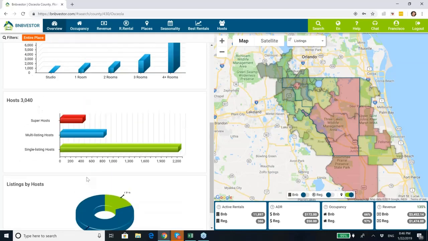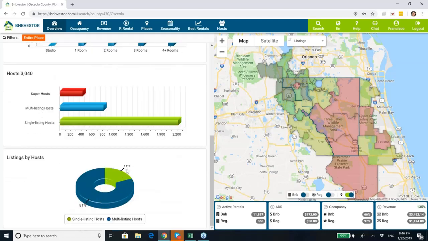And 81% of all Airbnbs have more than one. They see this as a business. Only 19% rent only one, probably their own home. But as you can see here, 9,676 Airbnbs in that area are rented by 819 hosts. Probably every single one of them has an average of 10.